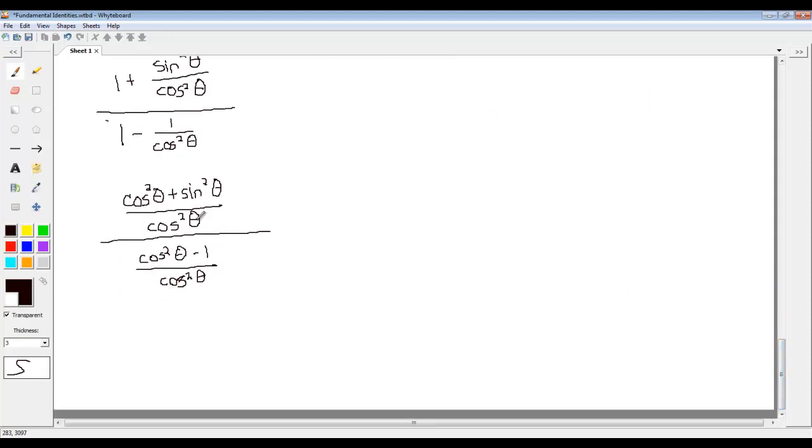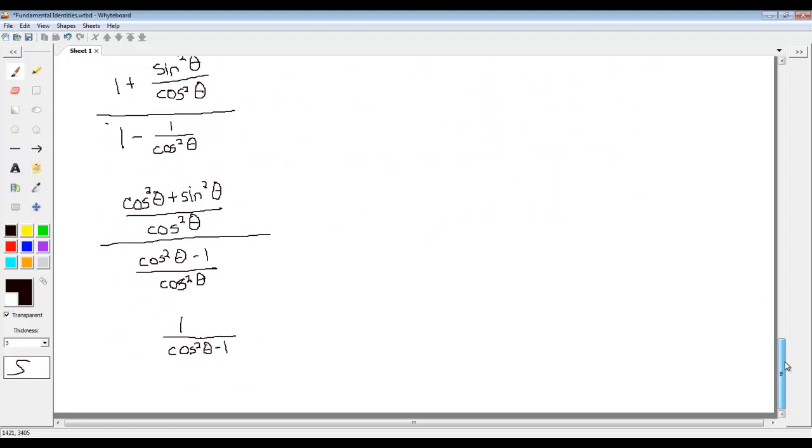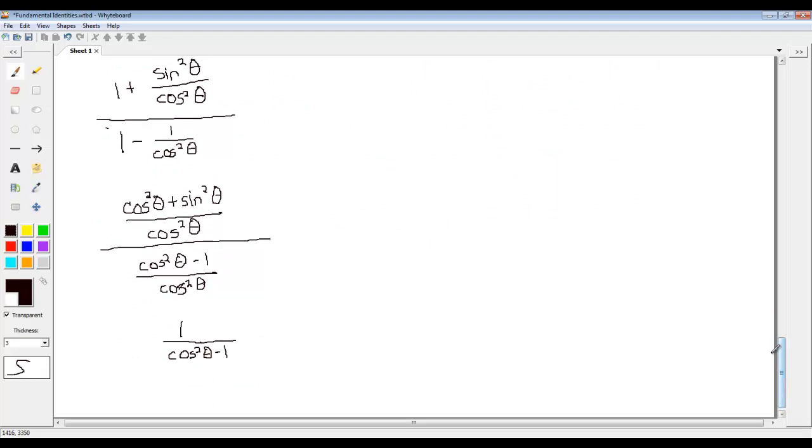You can do a little simplifying. Cosine squared plus sine squared is 1. And the cosine squareds are going to cancel out, so you're going to have 1 over cosine squared theta minus 1. Let's reduce that. So that's completely in terms of sine and cosine. There ends up being no sine left, but you have the cosine.